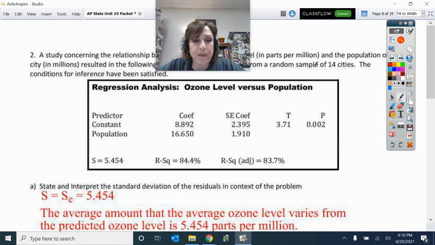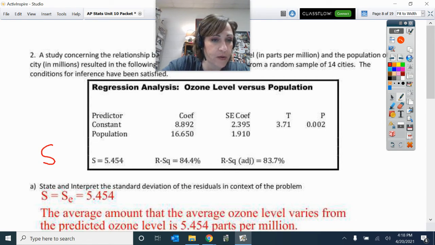So you need to fix that. All right, well, let's go here. Oh, state and interpret the standard deviation of the residuals in context. Okay, so remember this S of E is the standard deviation of the residuals.